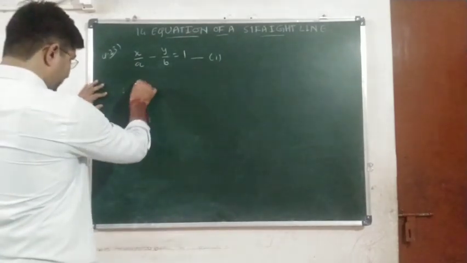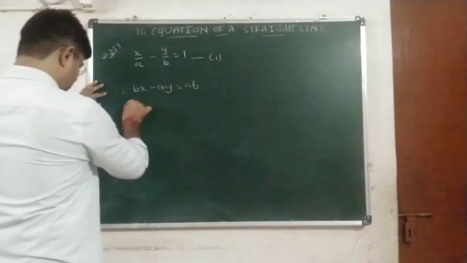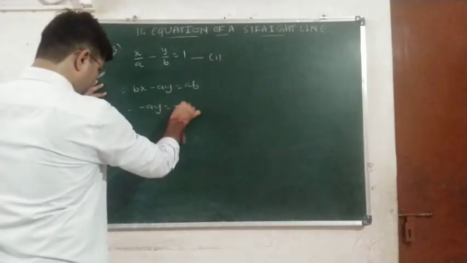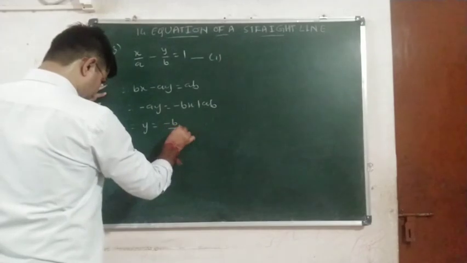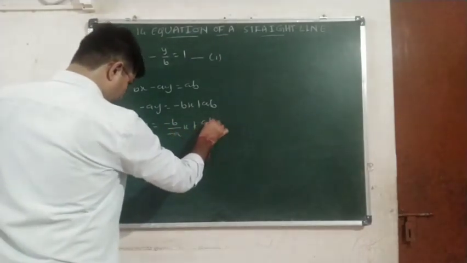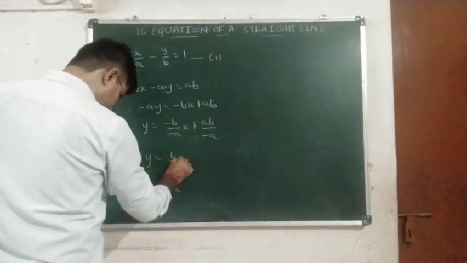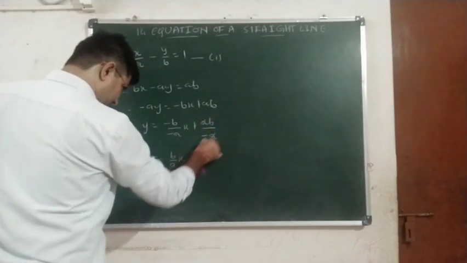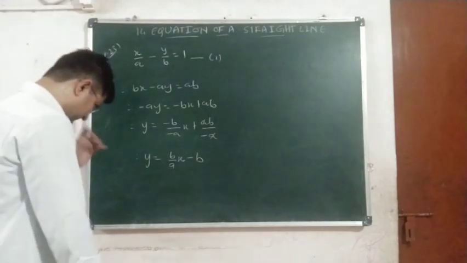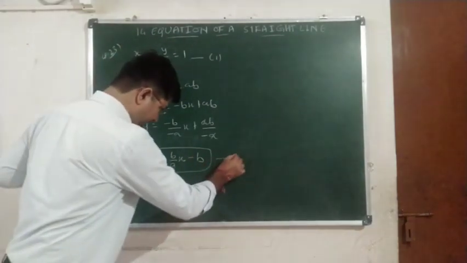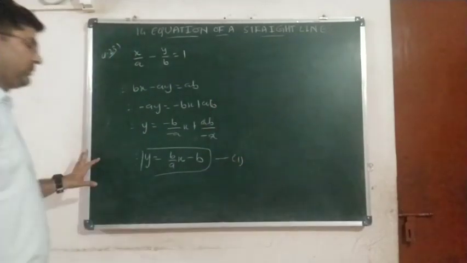Let us simplify this equation first. So bx minus ay is equal to ab, therefore minus ay is equal to minus bx plus ab, and therefore y is equal to minus b upon minus a into x plus ab upon minus a, therefore y is equal to b upon a into x minus b. Clear? Okay, so we got the simplified equation of line 1. Here we'll put the number 1.